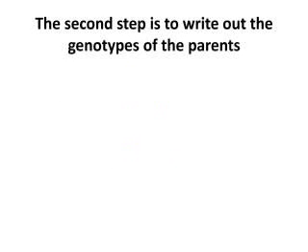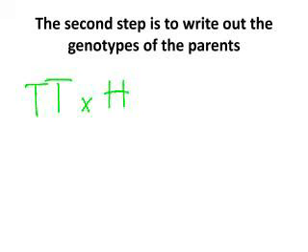The second step to completing Punnett squares is to write out the genotypes of the parents that will be crossed. So you need to write out the father's genotype, and our father plant is going to be capital T capital T, so homozygous dominant, and the female mother plant is going to be homozygous recessive, lowercase t lowercase t. Remember that this is an example, and the parents' genotypes can be different for every situation, and this is why you need to write out the parents' genotype each and every time.